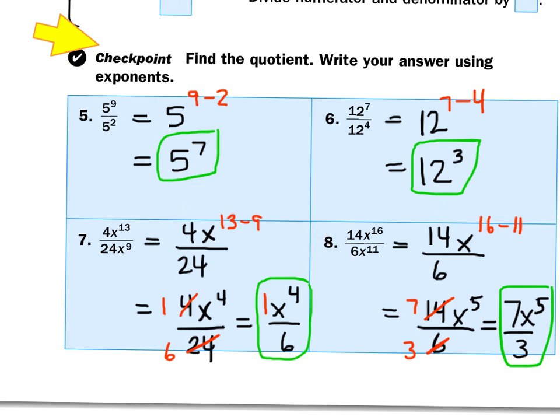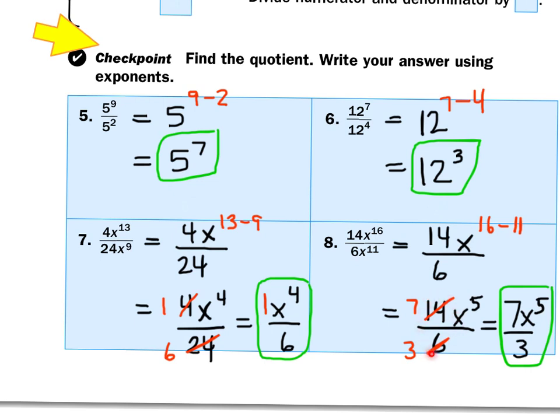Take a look at number 8. 14x to the 16th power over 6x to the 11th power. So put your fraction bar and put the 14 on top and the 6 on the bottom. And now the bases match. So put the x on top and then do top minus the bottom. So 16 minus 11. So that gave me 14x to the 5th power over 6.